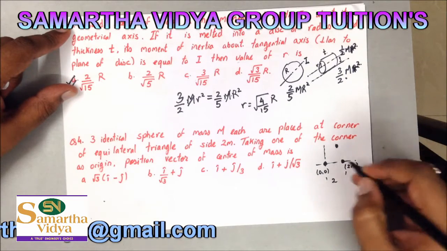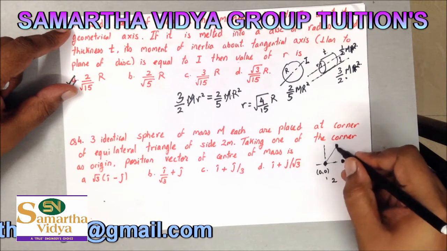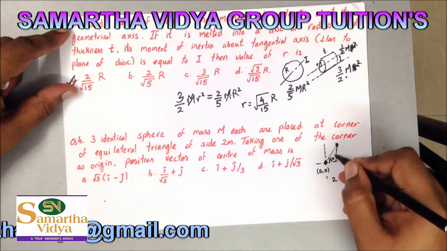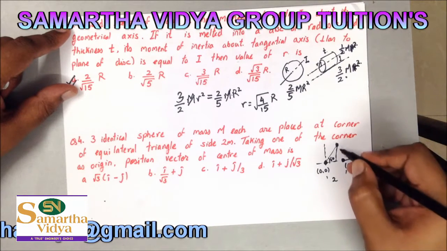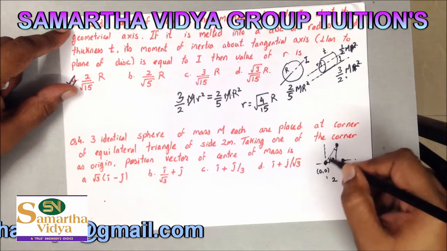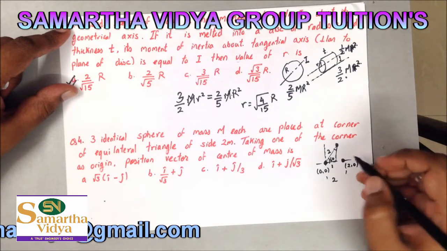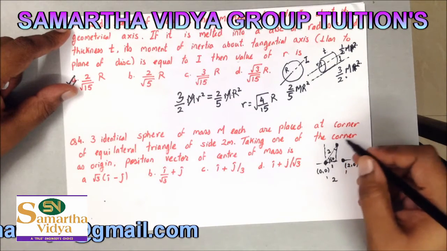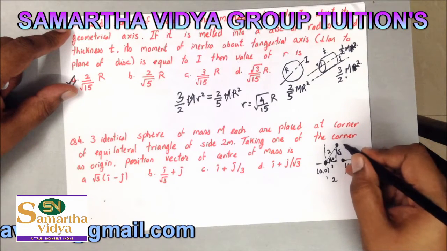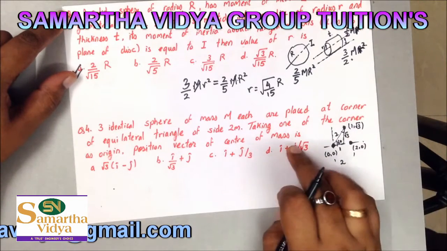Now going for this one, we know that it is going to be halfway because this is an equilateral triangle. So it is forming a 30, 60, 90 triangle. So this distance, which is opposite to 30 degrees, is half the hypotenuse. Hypotenuse is my 2, so this distance is 1. And this distance is root 3 by 2 times the hypotenuse, so it becomes root 3. So the coordinate of this point is nothing but 1, root 3. So now I need to find the center of mass.